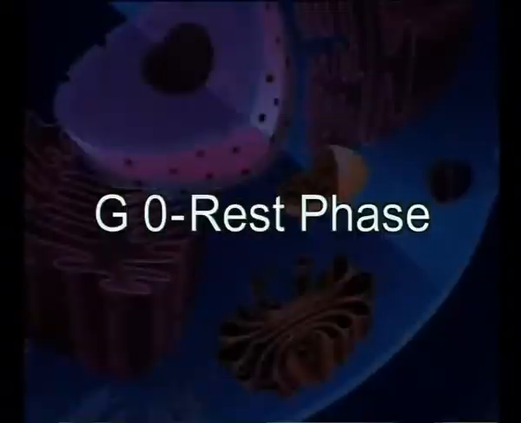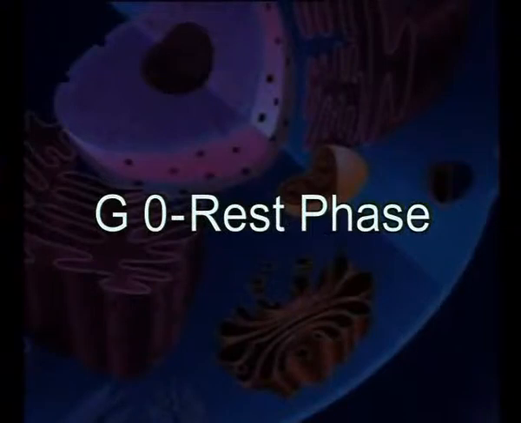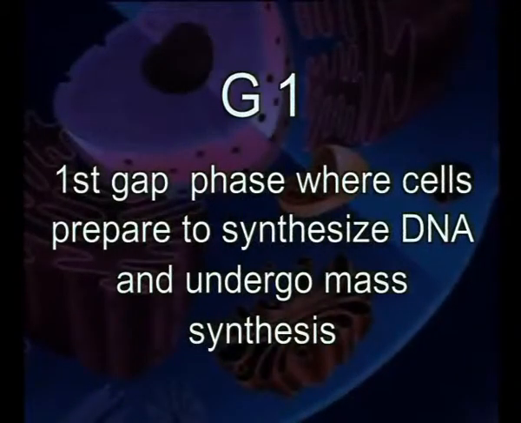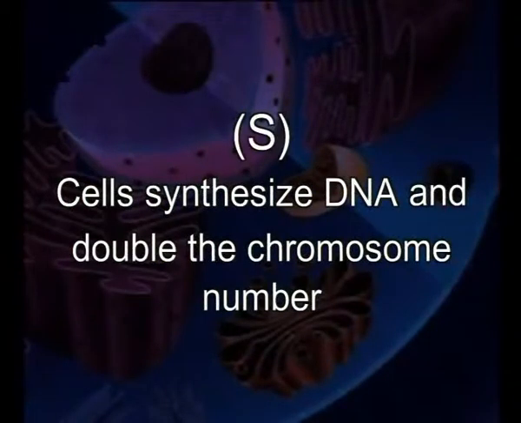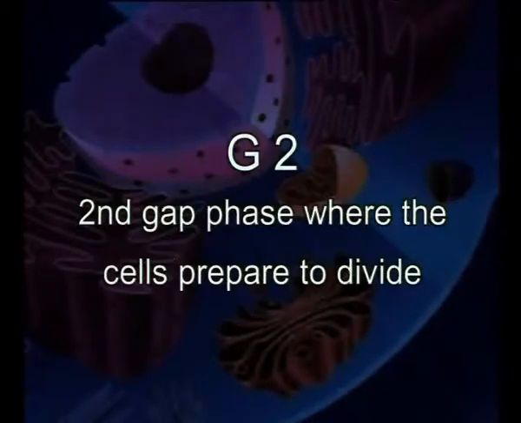Now, there are four stages of interphase. Each phase ends when a cellular checkpoint checks the accuracy of the stage's completion before proceeding to the next. The stages of interphase are the G0 stage or rest phase; the G1 stage or first gap phase, where the cells prepare to synthesize DNA and undergo mass synthesis; the S stage, where the cells synthesize DNA and double chromosome number; and the G2 stage or second gap phase, where the cells prepare to divide.